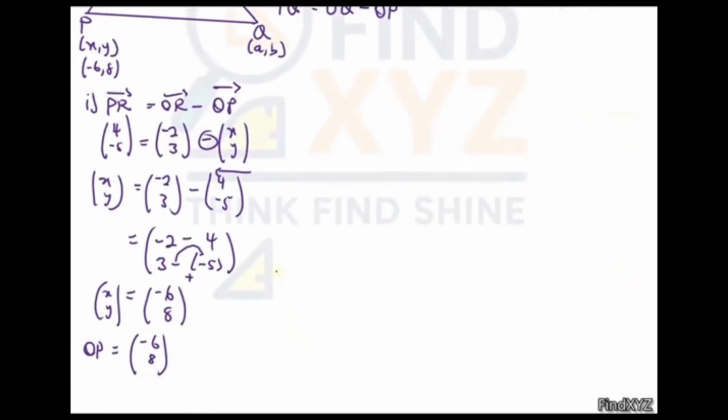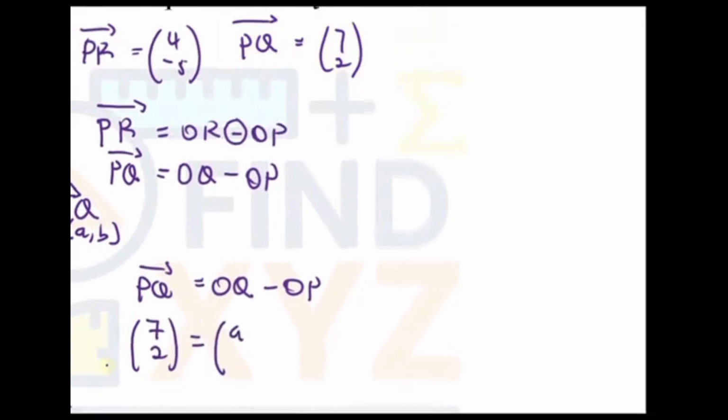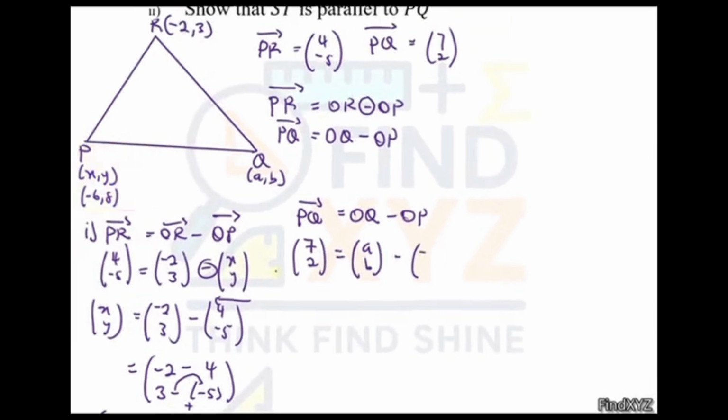Then we can also find point Q. The same way we apply position vectors, we are going to do the same thing to find point Q. So we can write PQ as OQ minus OP. Now we know vector PQ has already been given as (7, 2), and OQ, we don't know, that is (a, b), minus vector OP, which now we know is (-6, 8). Then similarly, we can move this vector because of this negative sign. So we have vector PQ as (7, 2) plus, this is minus, right? So we have (-6, 8) is equal to vector OQ, that is (a, b).